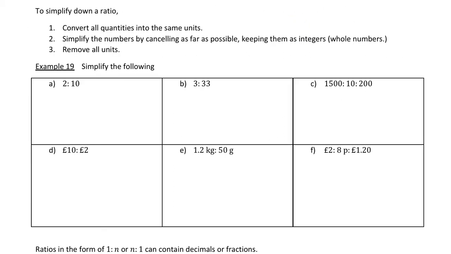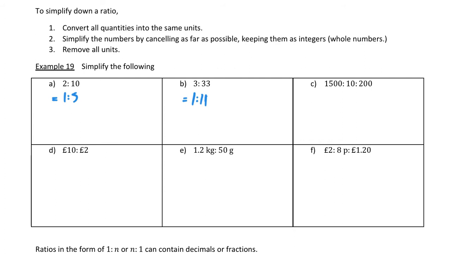To simplify down a ratio, convert all the quantities into the same units, and then simplify the numbers by cancelling as far as possible, keeping them as integers, which means whole numbers, and make sure you remove all the units at the end. So the first one, we have just 2 to 10. Both numbers divide by 2, so go down to 1 to 5. For part B, we have 3 to 33. Both numbers divide by 3 to give you 1 to 11.